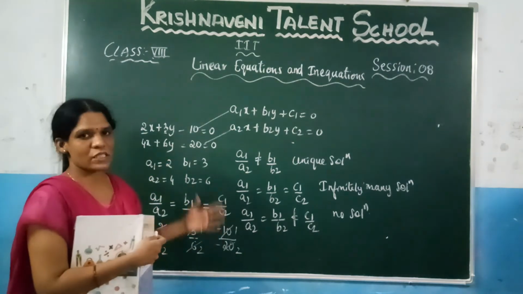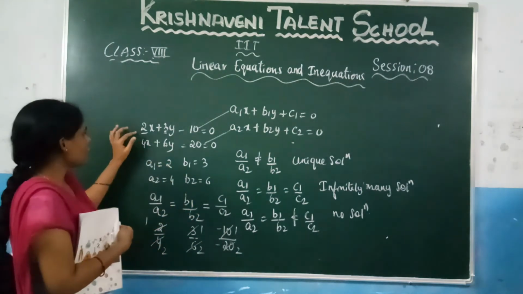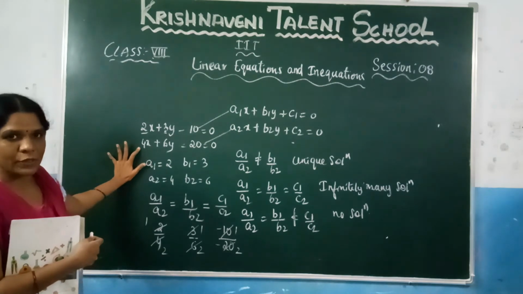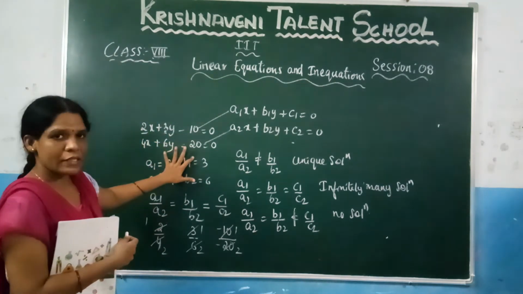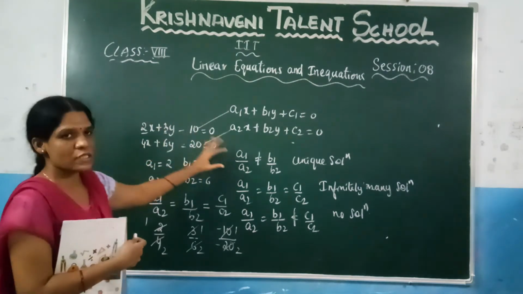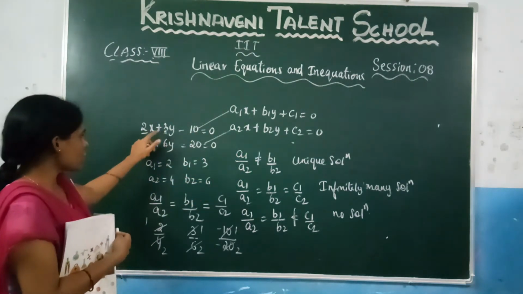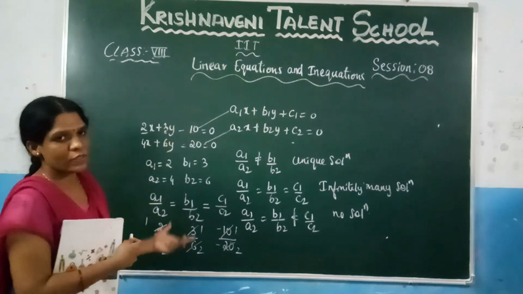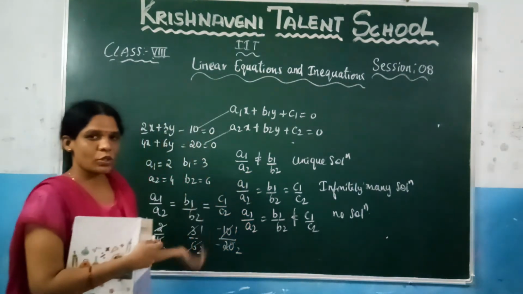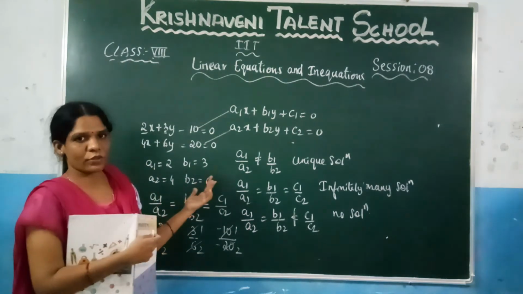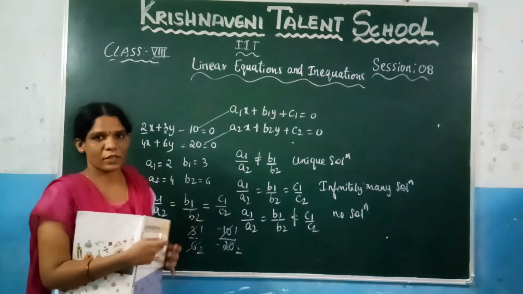So without doing this, directly you can say it here, right? 2 by 4, which is nothing but 1 by 2. 3 by 6, again 1 by 2. 10 by 20, again 1 by 2. You got here all the quotients are equal, right? a1 by a2 is equal to b1 by b2 is equal to c1 by c2. So we can say that it has infinitely many solutions, even without solving, by oral calculation also you can say it here, right?